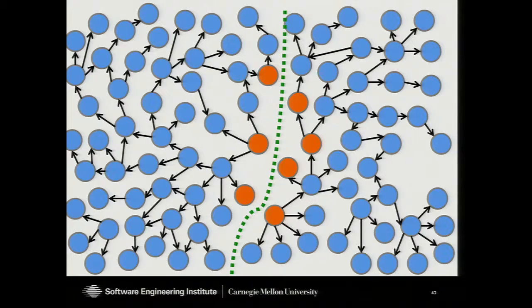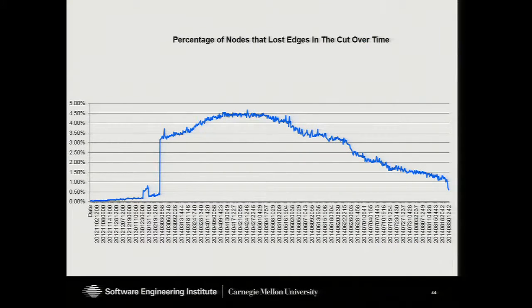conducted. And this is a graph of the results of the percentage of nodes that had to lose edges in order to cut the graph in half over time. So at the bottom of the graph, we see all the dates that we collected data for. We cut them all in half, and here are the percentages of the number of nodes that we would have to essentially take down or affect in some way in order to majorly disrupt the malware distribution network.